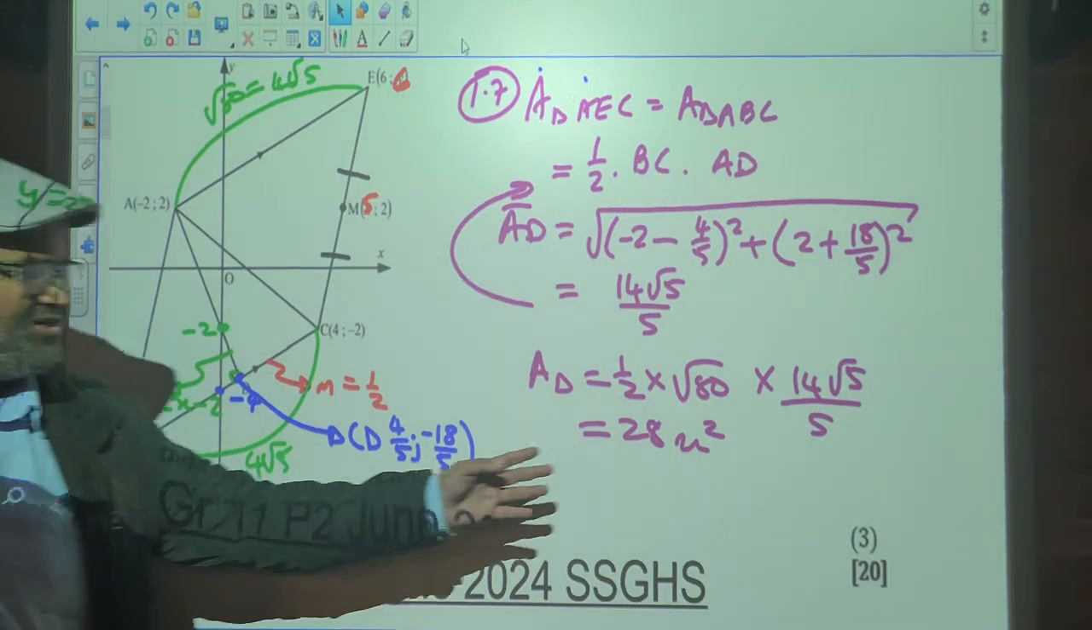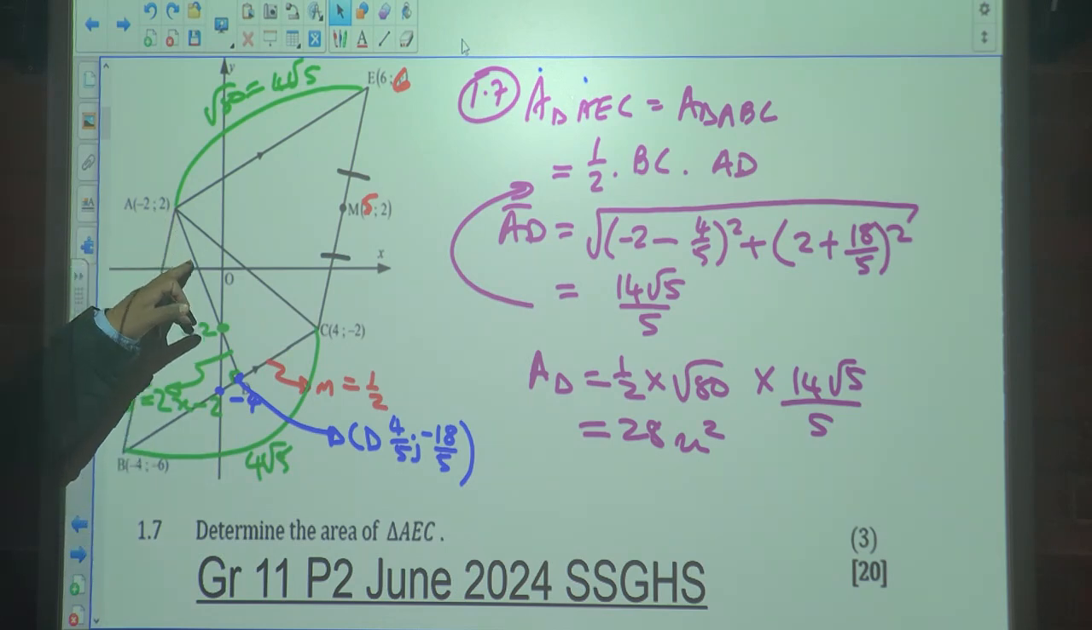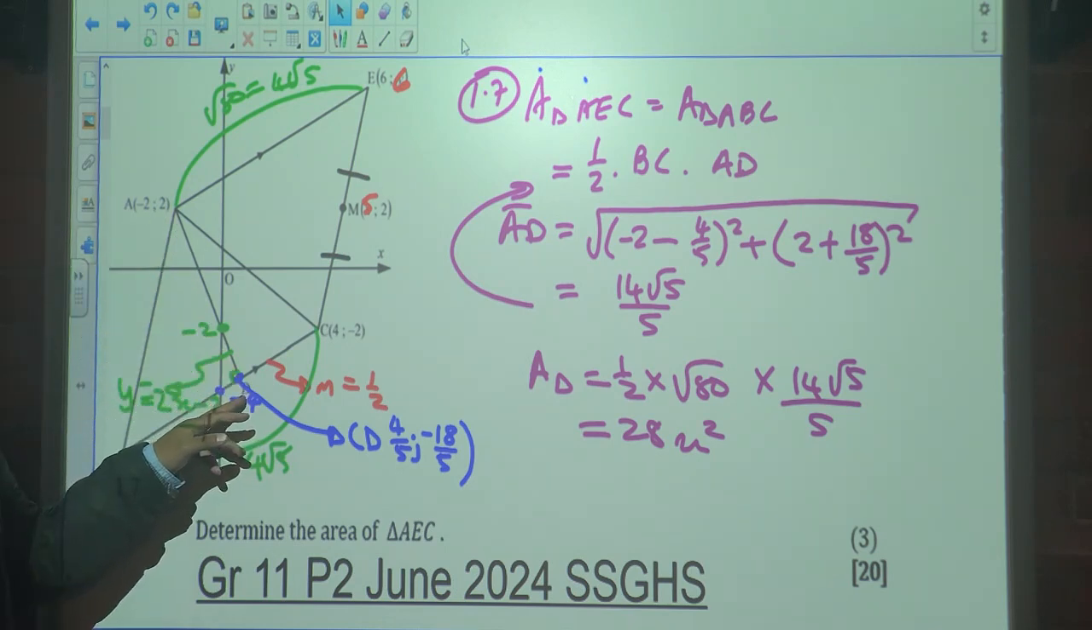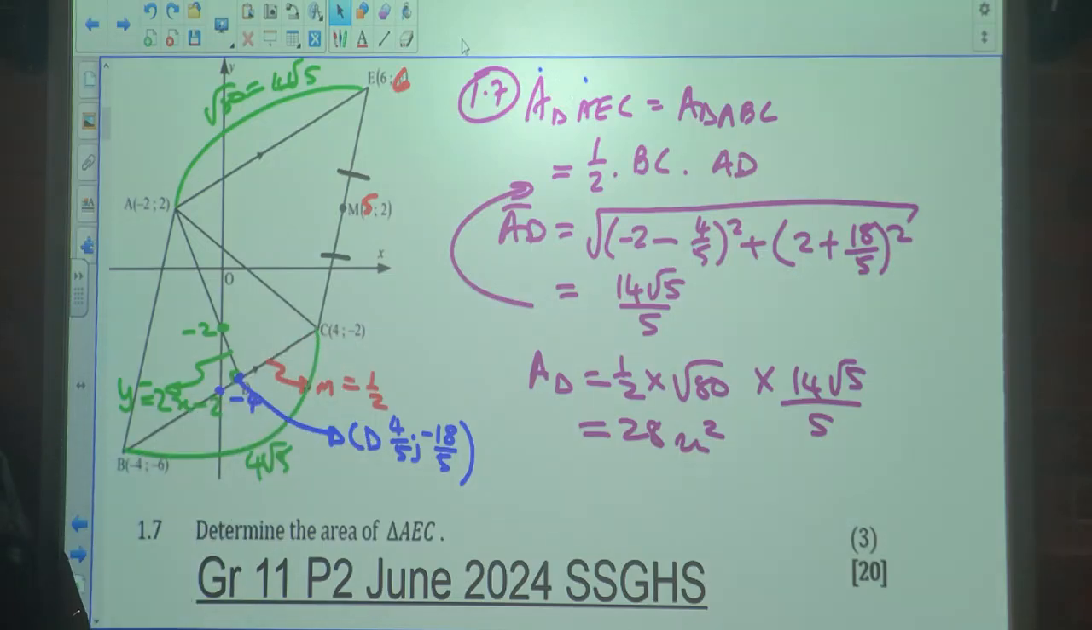But you see the answer, is the answer negative? No. You see that there you got your perpendicular height and you got your base. Area is half a base times that. What else do you want to do?